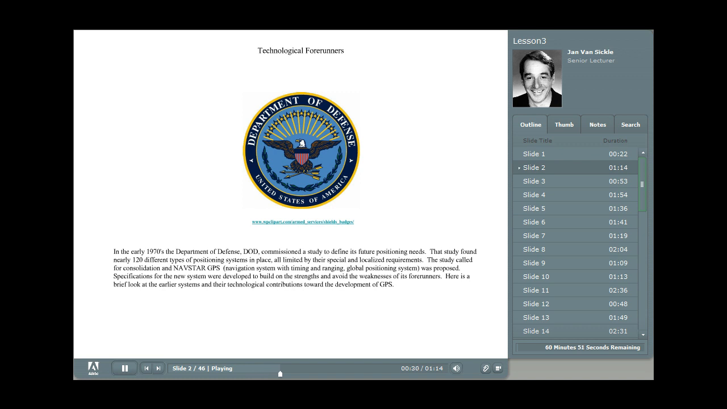A plan was made to combine the systems, to integrate them and to collect them into one as much as possible. And this is a look at some of the technological forerunners to GPS. In general, the idea always was to take from the previous systems the aspects that worked the best and to leave behind those that left something to be desired. And it was from this experience that Navstar GPS developed.